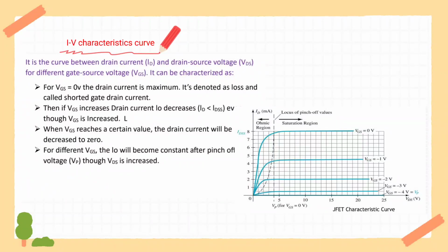IV characteristic curve. It is the curve between drain current ID and drain source voltage VDS for different gate source voltages VGS. It can be characterized as follows: for VGS equal to 0 V, the drain current is maximum. It is denoted as IDSS and called the shorted gate drain current. If VGS increases, drain current ID decreases, ID less than IDSS, even though VDS is increased. When VGS reaches a certain value, the drain current decreases to 0. For different VGS, the ID becomes constant after the pinch off voltage VP even though VDS is increased.